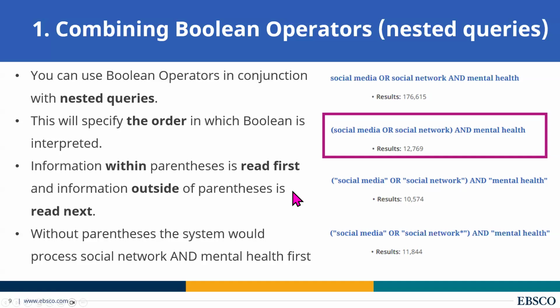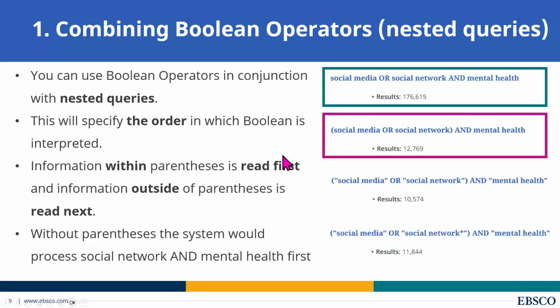If I did not include my parentheses, and we can just see in my top search here, I've just got social media or social network and mental health, the system is actually going to process social network and mental health first, and then social media. So you might find that your search results are missing social media until you're quite far down your list of results. So just remember, nested queries help to focus your search, and it allows the system to interpret that information first and then work that query within the system.